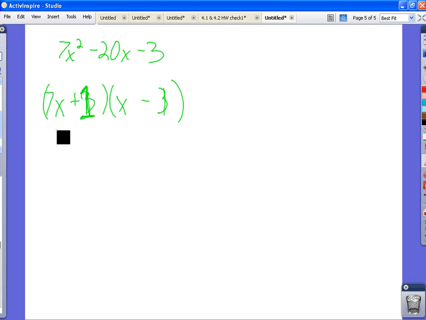7x times x gives you the 7x squared. 7x times negative 3 is negative 21x. 1 times x is x. 1 times negative 3 is negative 3. When we combine like terms, we do get negative 20x.